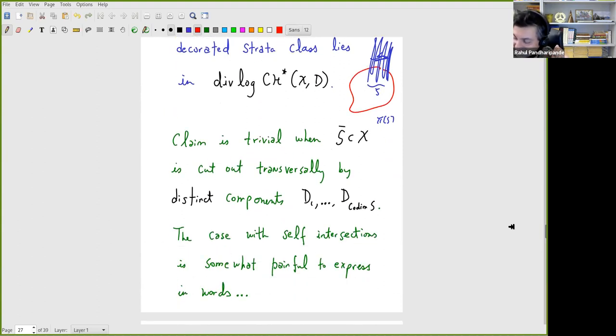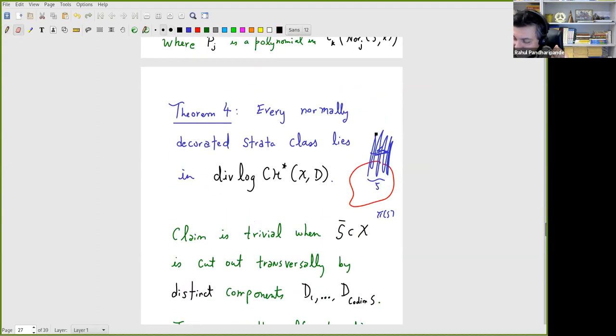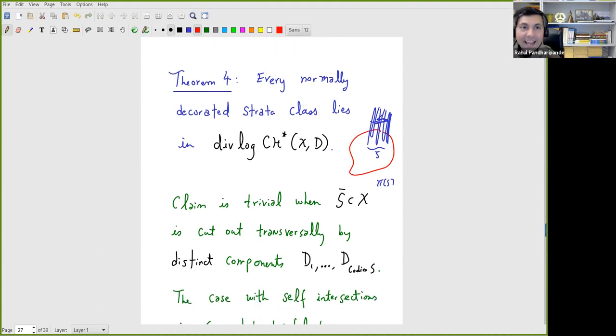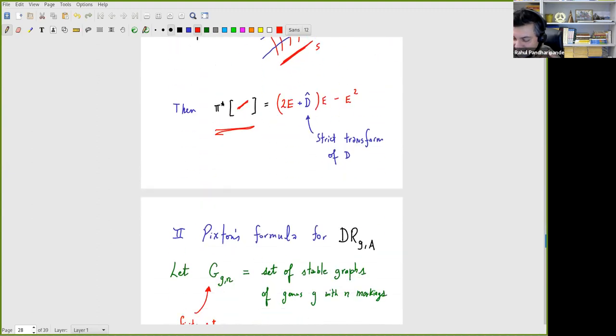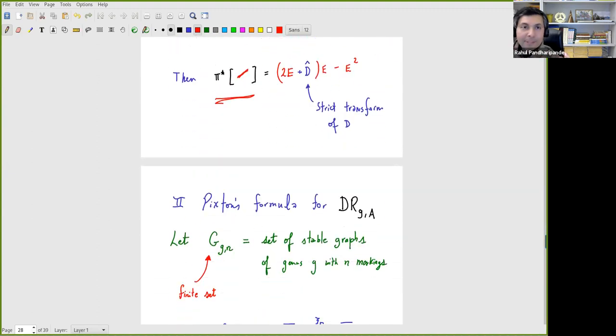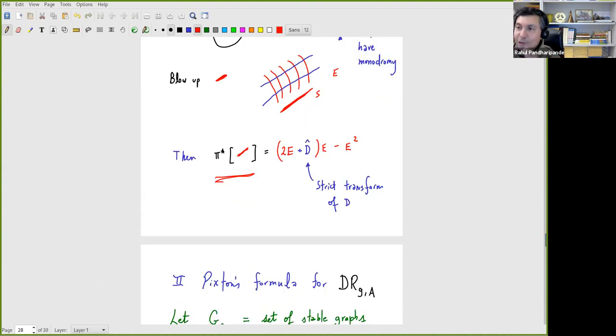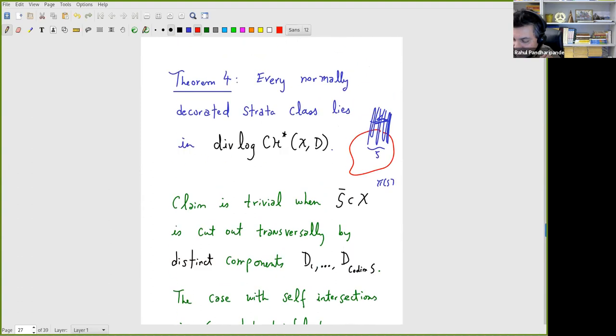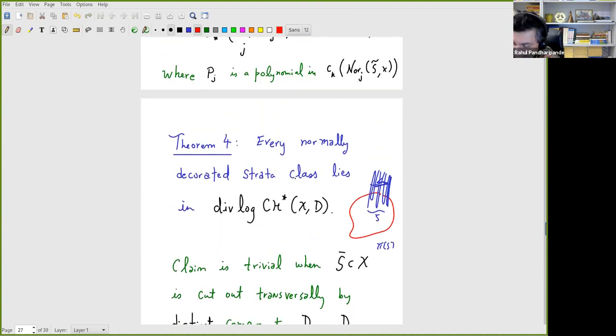I think that it's also the case we haven't fully written down the proof of this. I think we haven't fully written down most of the things in this talk. All right, so that's the abstract statement. And then how it fits perfectly with Pixton's formula, I have to say a little bit about Pixton's formula, but it turns out that Pixton's formula will put lambda G precisely in this language. It's exactly this decorated strata class.